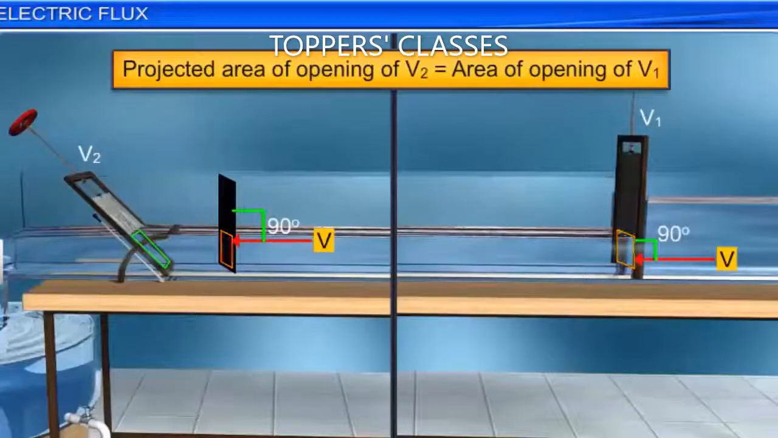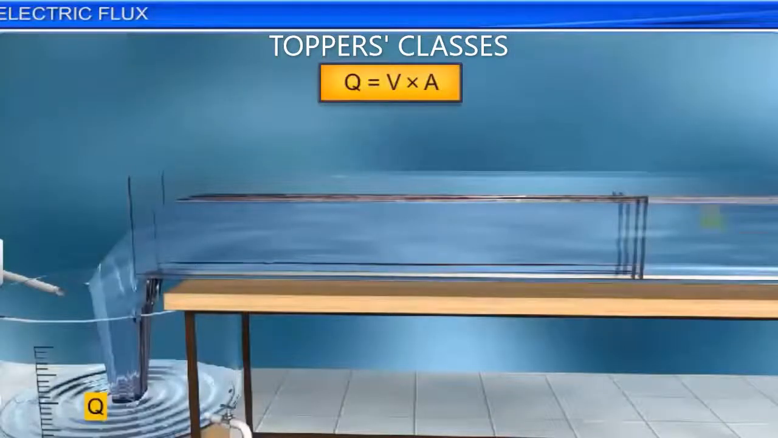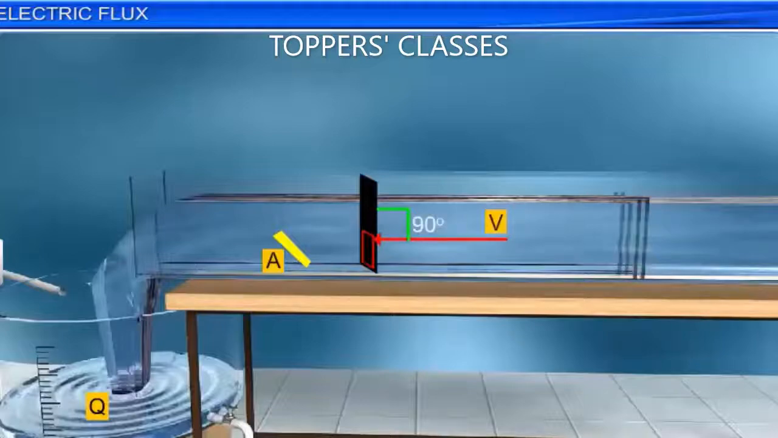What are the conclusions that we can draw from this experiment? Q is equal to V into A, where V is the velocity of water flow and A is the area through which water flows. In this equation, A should be perpendicular to the direction of flow of water. In the event A is not perpendicular to the direction of flow of water, we should take the projected area on a plane perpendicular to the direction of flow of water.